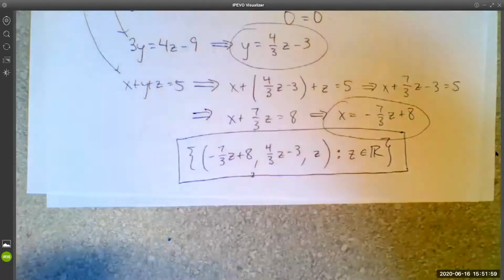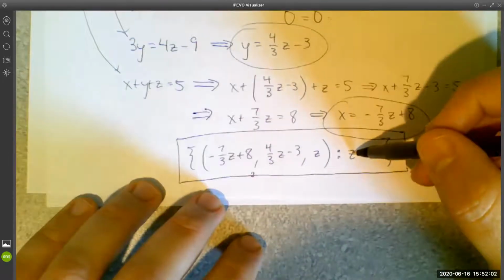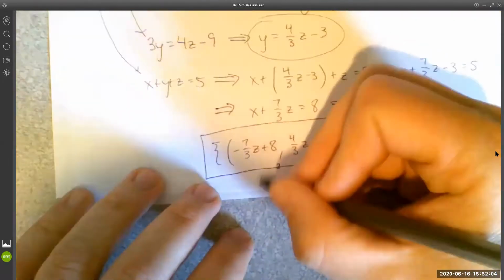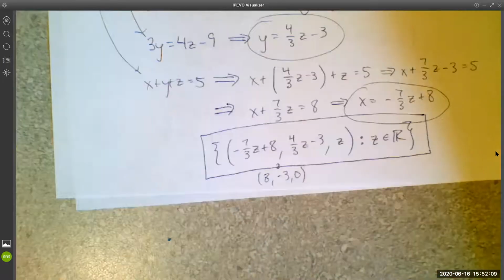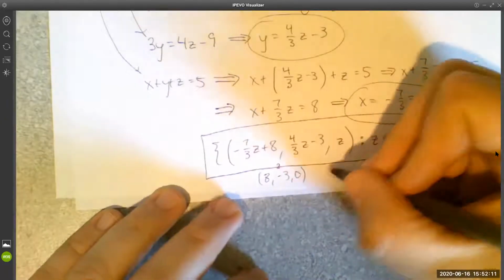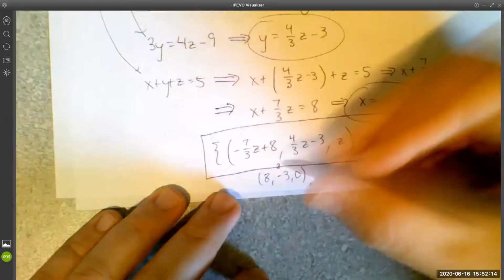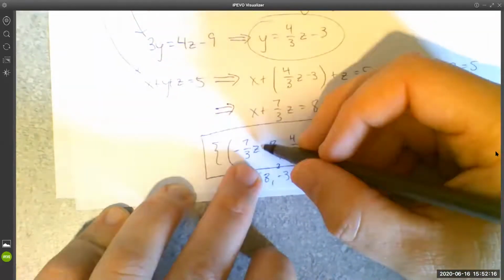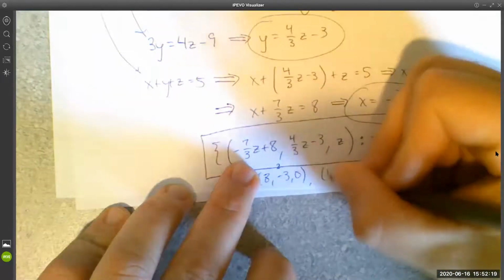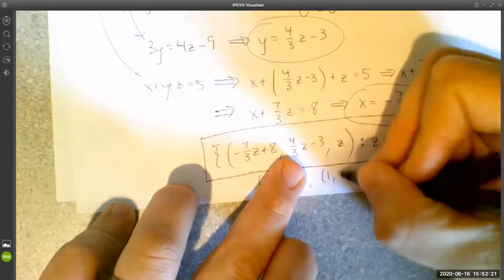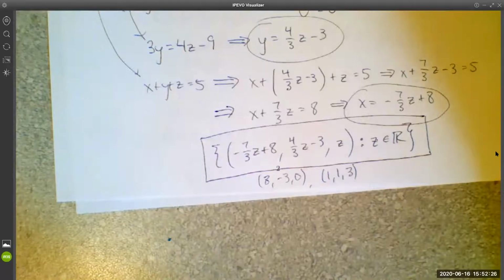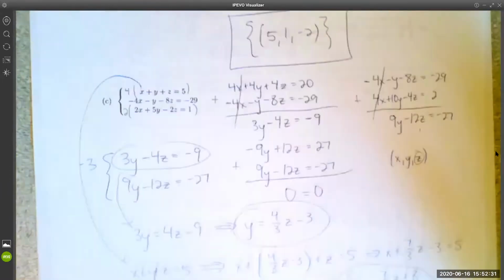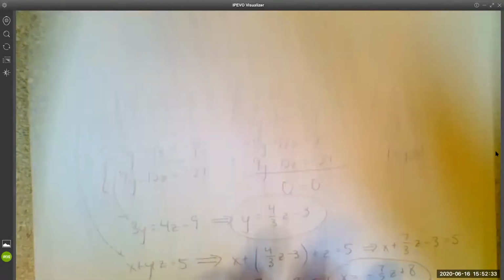So if you wanted to see some examples, you could plug in, say, 0 for z. If you plug in 0 for z, you get 8, negative 3, 0. That's a solution to the system. Another solution would be if you plugged in, say, 3 for z. If I plugged in 3 for z, then I would get negative 7 plus 8 is 1. 4 minus 3 is 1, 3. Right? So that's another solution to the system. And you could get a whole bunch of other kinds of solutions. Okay, but that's that one. Let's move on.